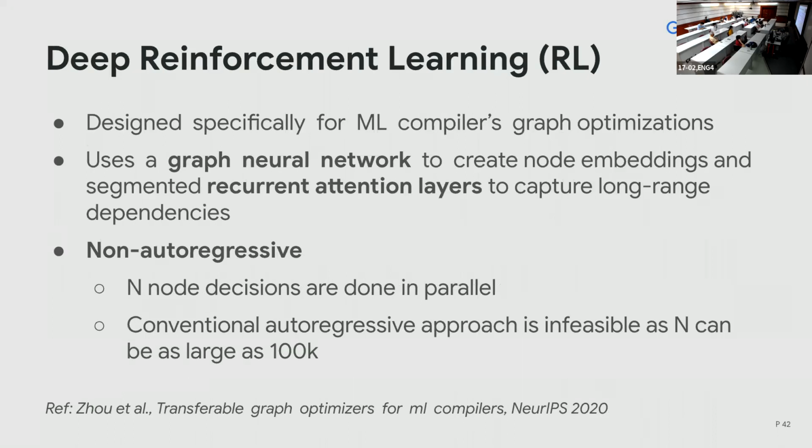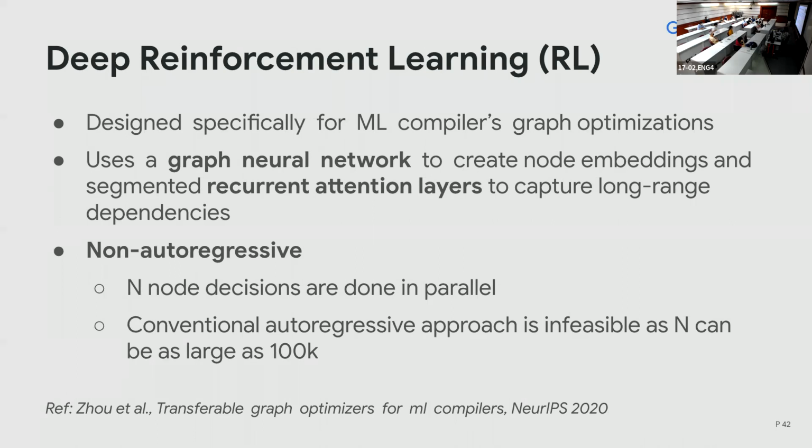The other thing we try is deep reinforcement learning. For this one, it actually encodes the information about the program graph using a model very similar to the learned cost model, where it has a graph neural network to generate node embeddings. And then here we use a recurrent attention layer, in particular Transformer-XL, to then generate the graph embedding.